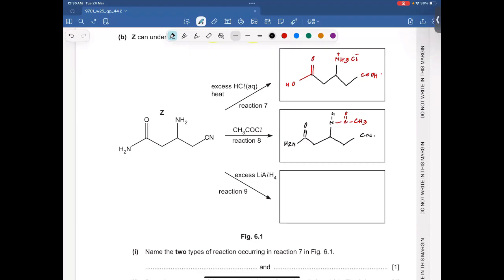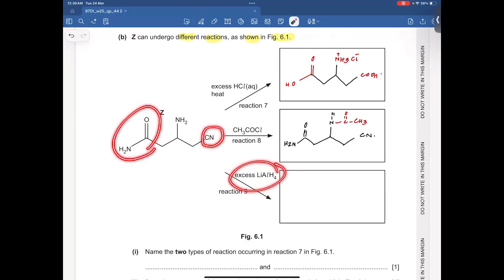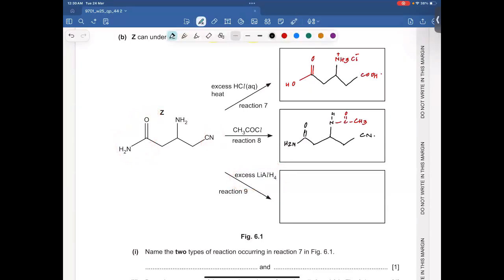Okay. Now, lithium aluminum hydride in excess is used, which means reduction takes place. So CN will turn to CH2NH2, and this amide will turn to CH2NH2. So the changes: CH2NH2, CH2, CH, NH2 will remain as it is. This is CN, and this CN will turn to CH2NH2. Okay.